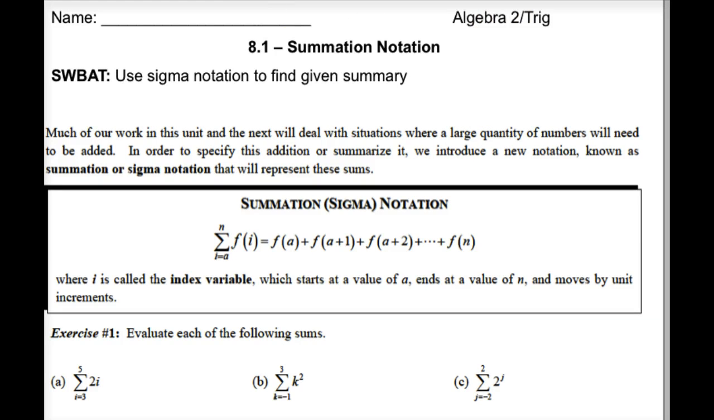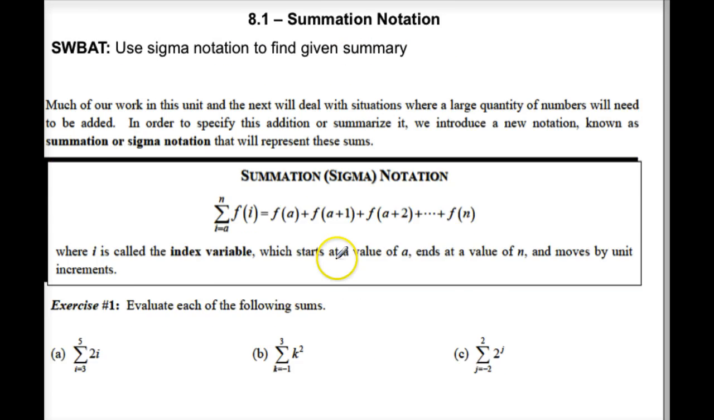Today we're on Unit 8. We're starting Unit 8, which is on statistics. Our first lesson is 8.1, which is called Summation Notation. Our objective is that students will be able to use sigma notation to find given sums.